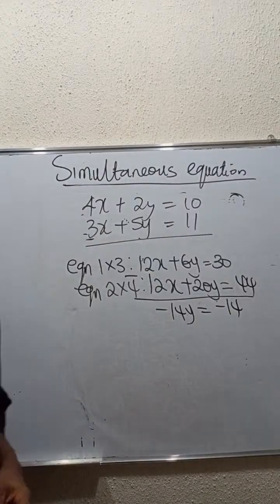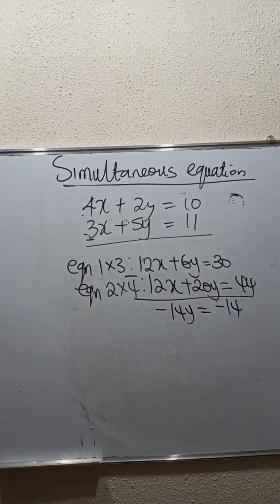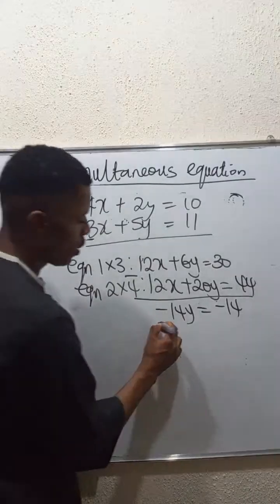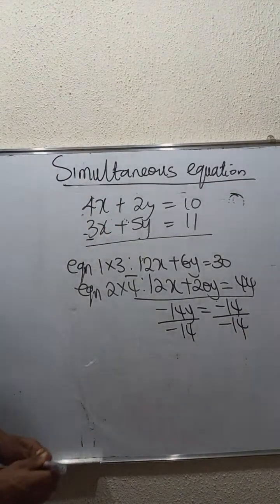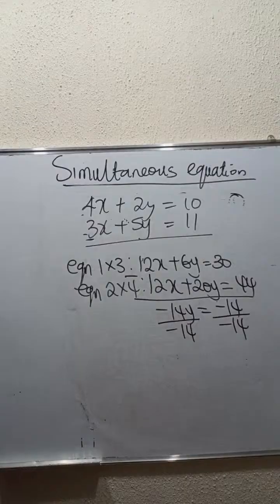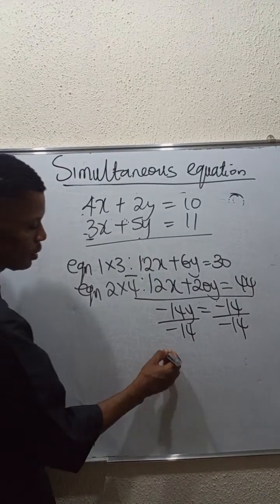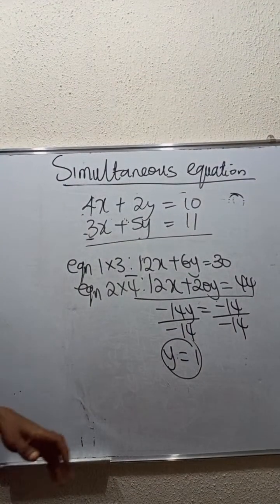So for you to get the value of y, what are you going to do? You have to divide through by minus 14. I will divide both sides by minus 14, because minus 14 is the coefficient of y. So when I do that, y is equal to 1. So I've actually gotten the value of y to be 1.